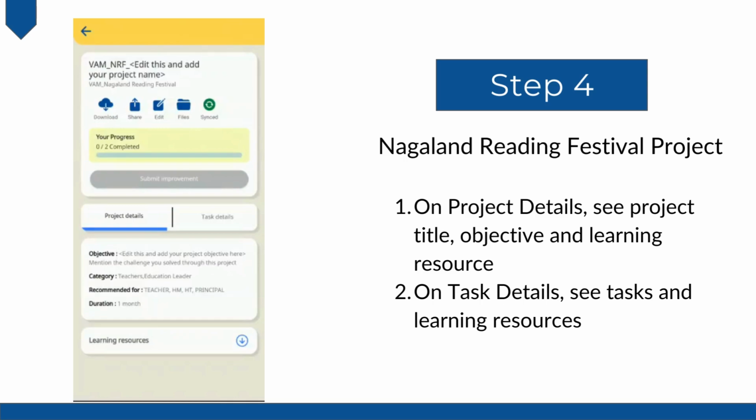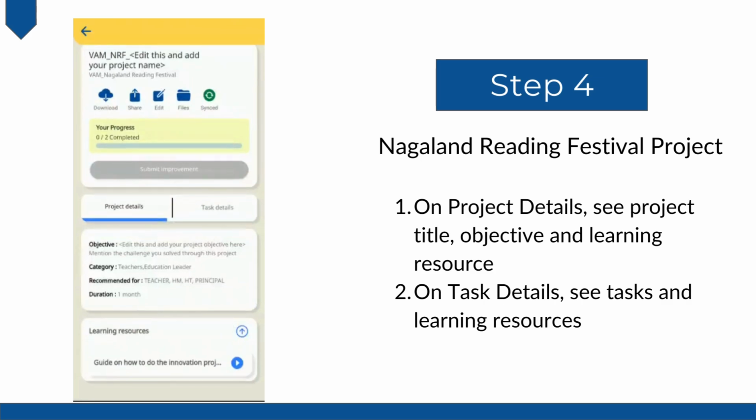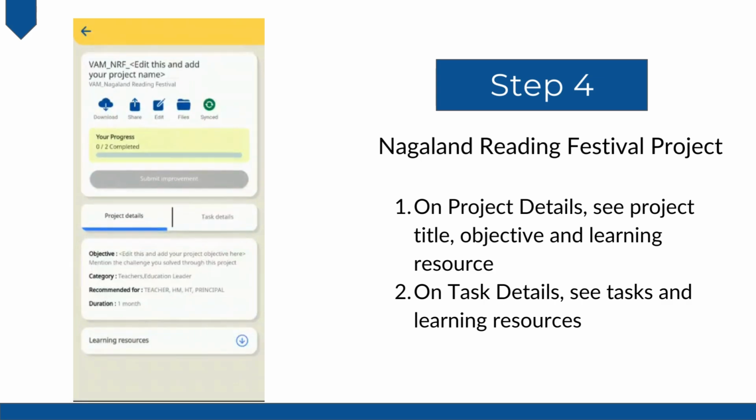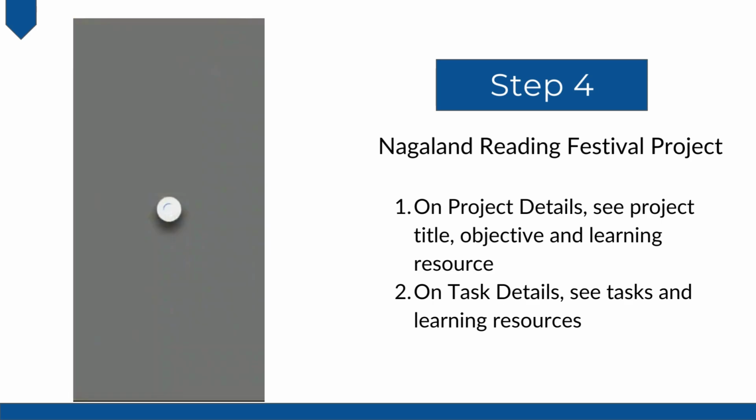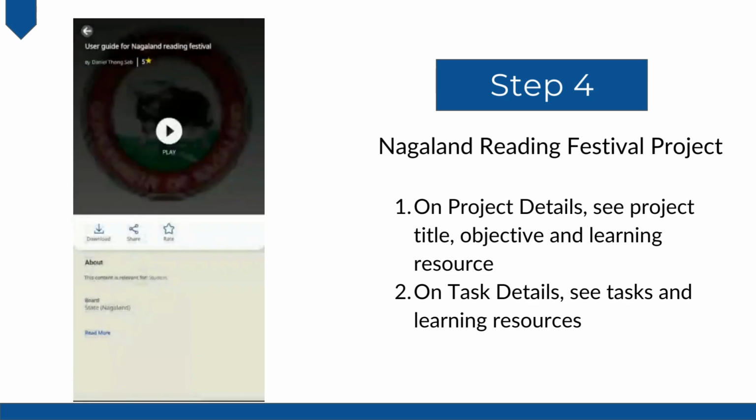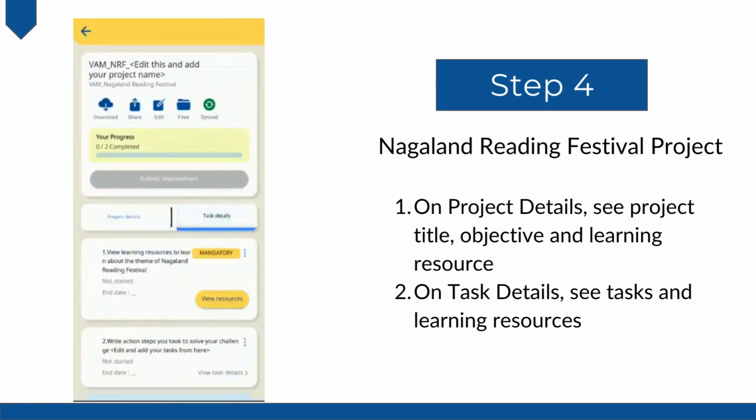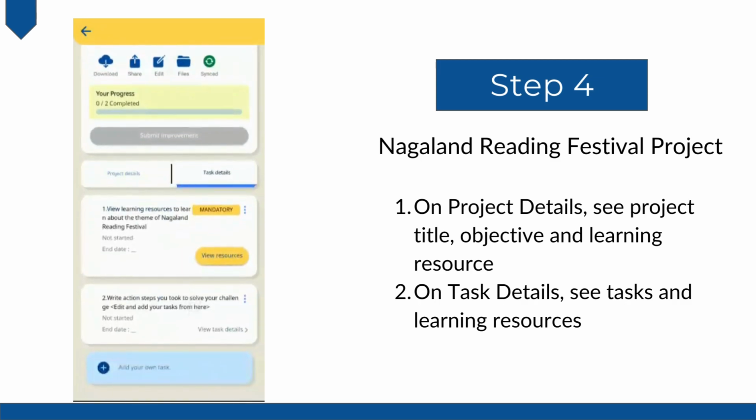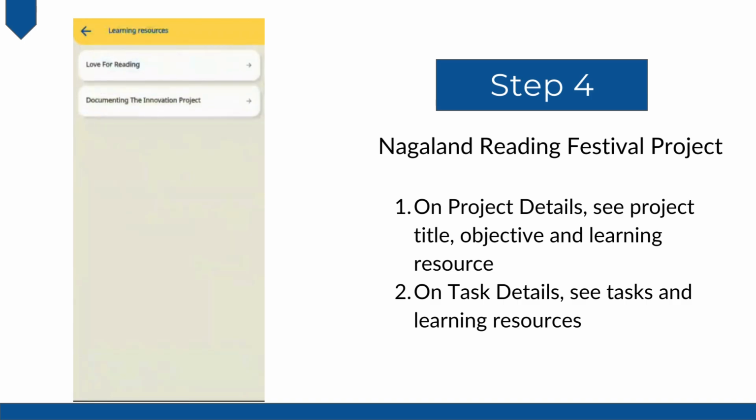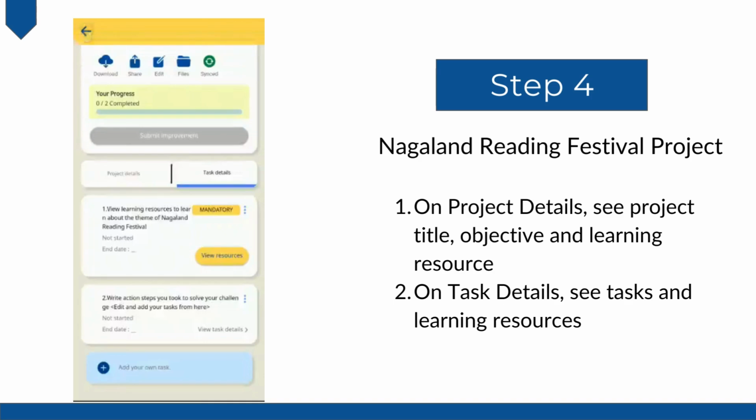The project includes project title on top, project objective, and a learning resource in the project details. You can access the project level learning resource to see how to edit the project title, objective, and tasks and add your project on DIKSHA. Task details section includes 2 tasks. There are also learning resources in task 1, which you can see by clicking on the View Resources button.